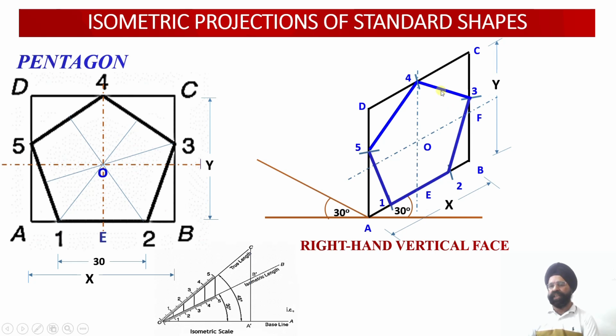So these 4 edges, that is 2, 3, 3, 4, 4, 5 and 5, 1, they are called non-isometric lines, whereas there is only one isometric line in this construction of the pentagonal shape in the isometric projection. And another thing we need to remember, that the angles have not been preserved here. So this shape will be slightly distorted, but this is the actual construction of the pentagonal shape as it is viewed in the isometric projection.